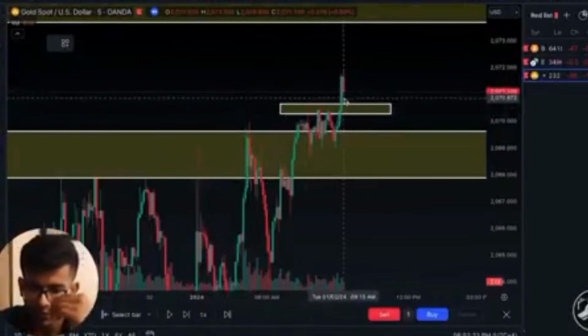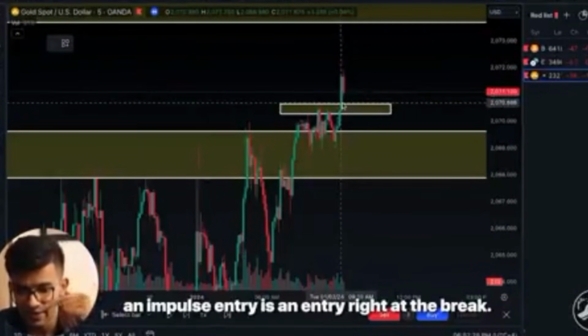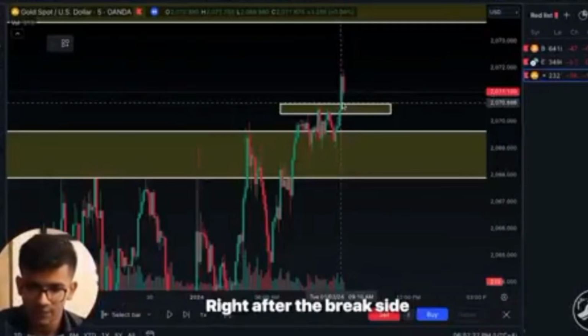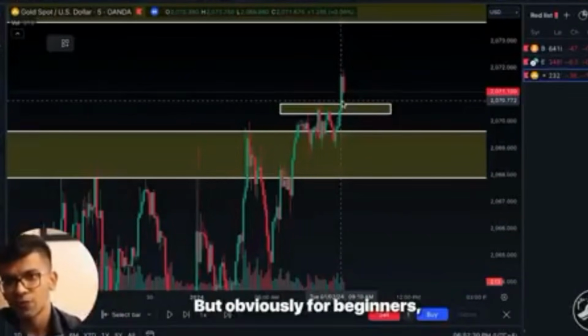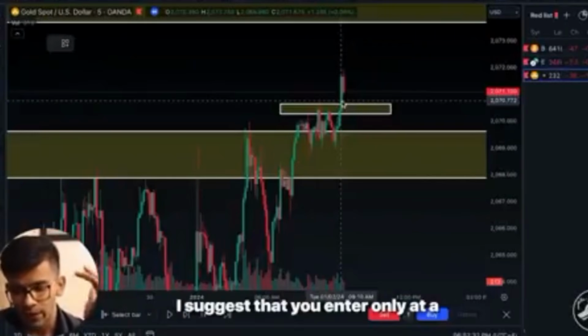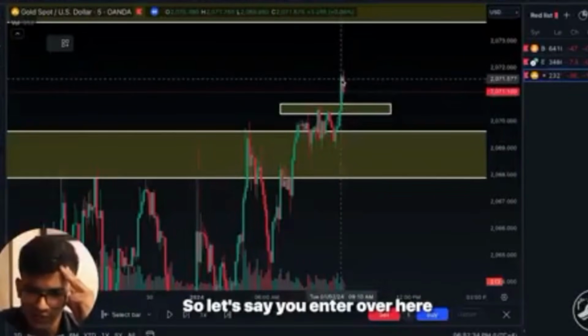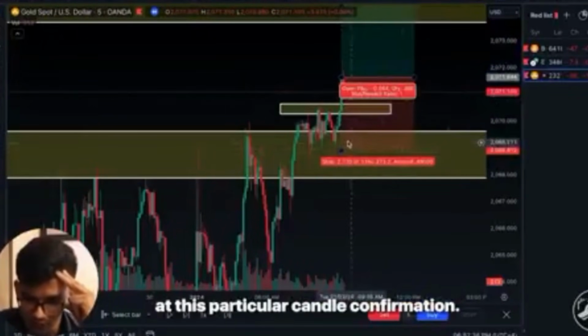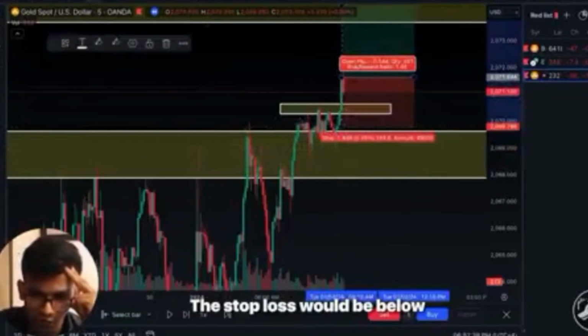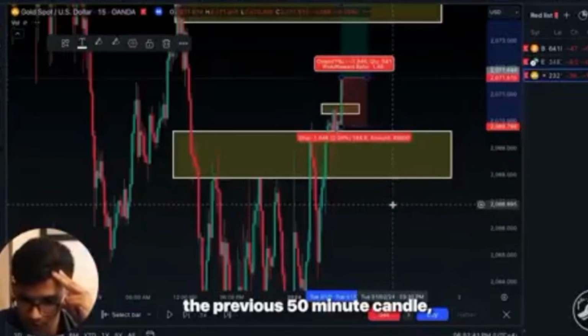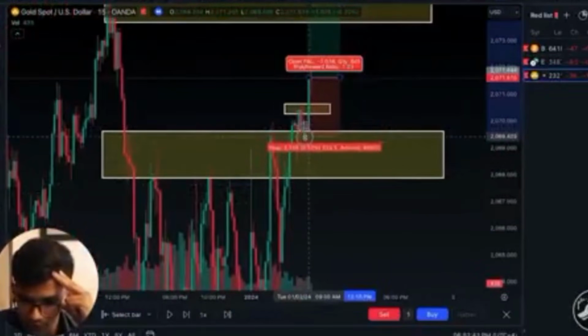So here I will be, let's say, so normally as per my system, I would take an impulse entry over here. An impulse entry is an entry right at the break, right after it breaks right above this particular level. But obviously for beginners, I don't suggest that. I suggest that you enter only at a candle confirmation. So let's say you enter over here at this particular candle confirmation. Your stop loss would be below the previous 15-minute candle, just right here.